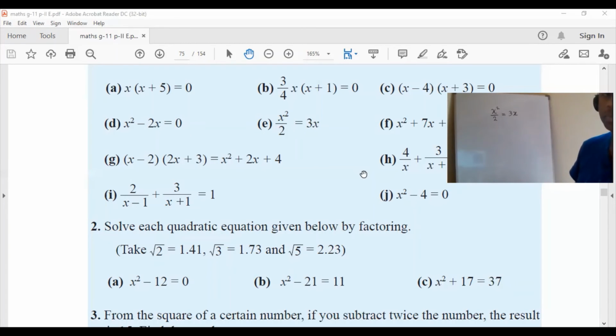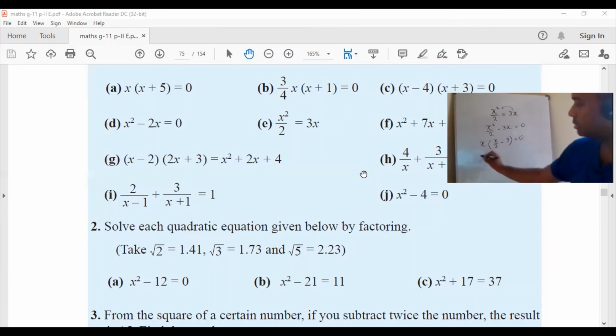Basura, what should we do? We are taking the 3x to the other side. x squared upon 2 minus 3x equals 0. Then factorize. Yes, you can factorize. x can be taken out. x times x upon 2 minus 3 equals 0.